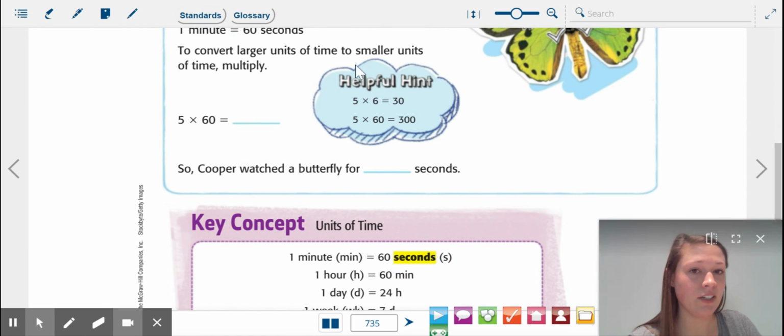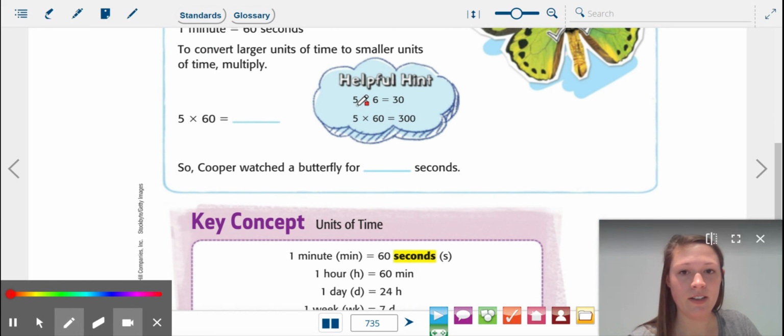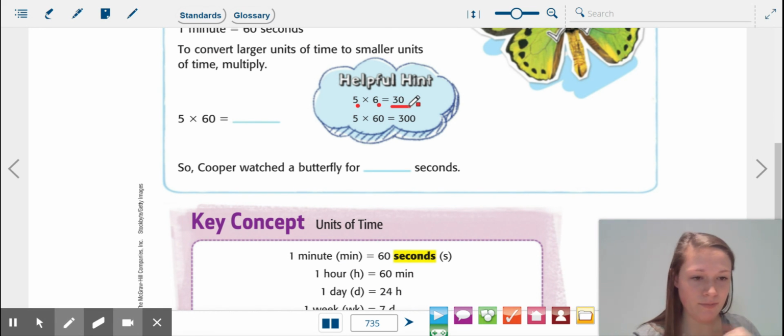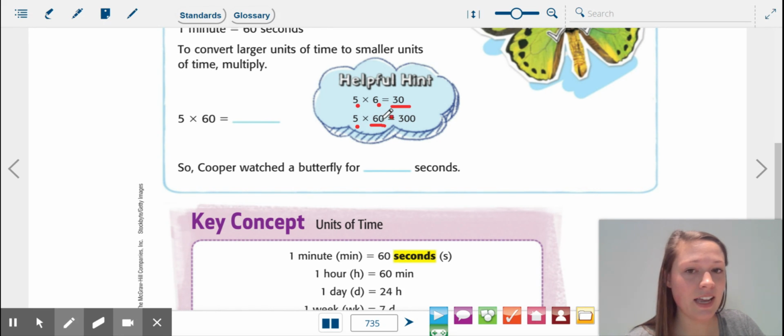So look at this helpful hint right here. 5 times, why aren't you working? There you are. 5 times 6 equals 30. Basic math fact, we got that. Okay, now look at here. 5 times 60. 60 has that extra 0. Okay, so we have the 5 times 6 equals 30. That extra 0 then transfers over here because we're not just doing 5 times 6 anymore. We're doing 5 times 60, which is 10 times greater.